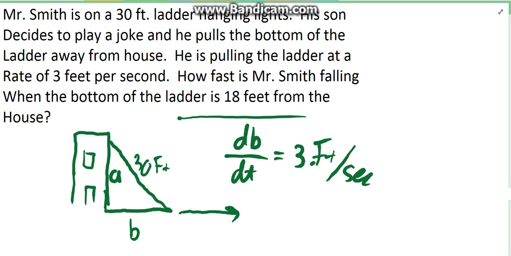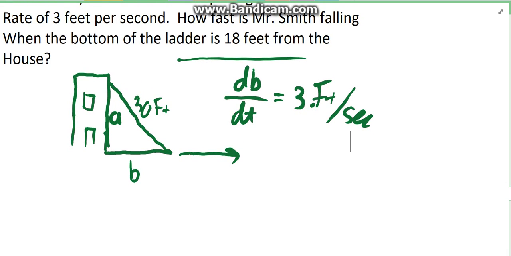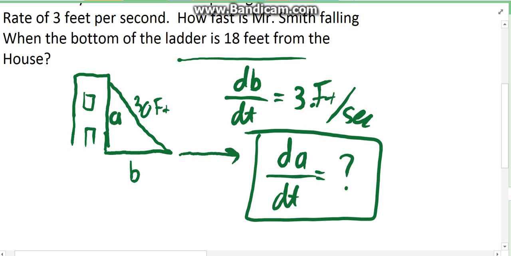That's how fast B is growing. What are they asking me to find? The rate of change of A, which is dA/dt. They're giving me dB/dt, telling me how fast something's changing, and then asking how fast this other thing is changing. So I like to write that out, put a question mark next to it, and put it in a box. That's your goal. That's when you know you're done.